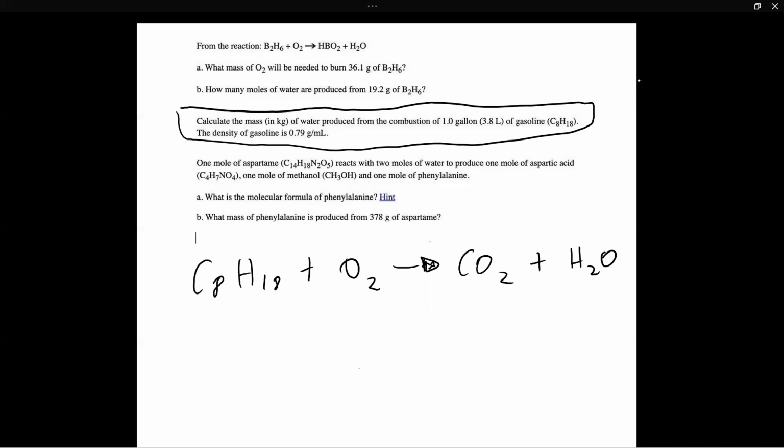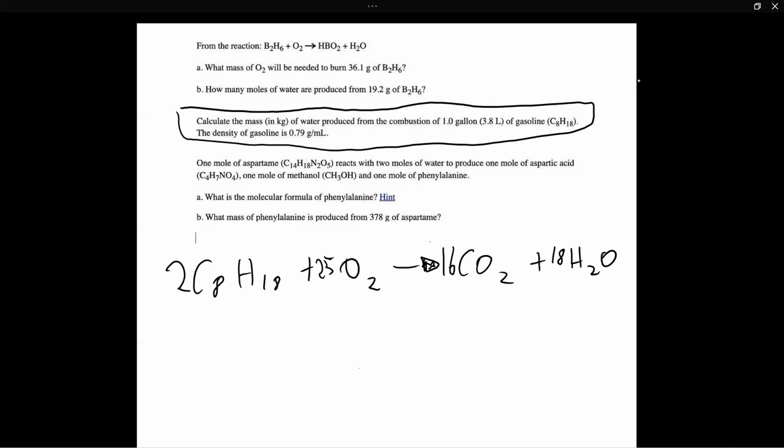Anyways, moving on. Now this equation is not balanced. So let's balance this. I've already done the balancing, and you can do that in your free time if you would like to. So that's 25 oxygen, this is 16 CO2, and this is 18 H2O.